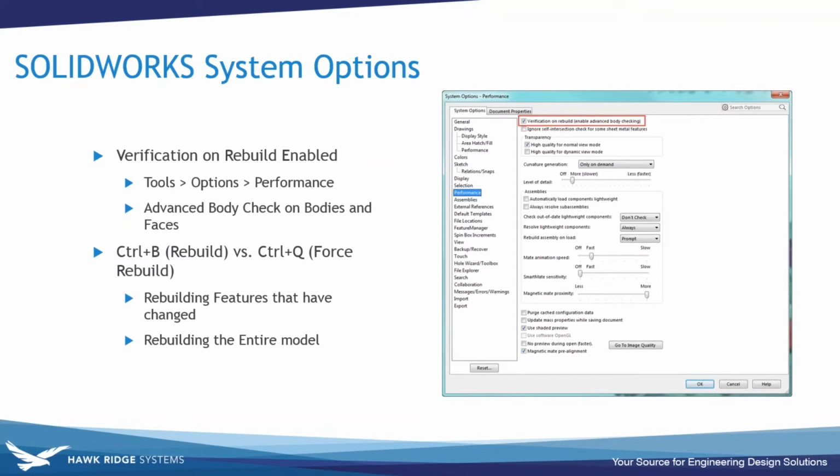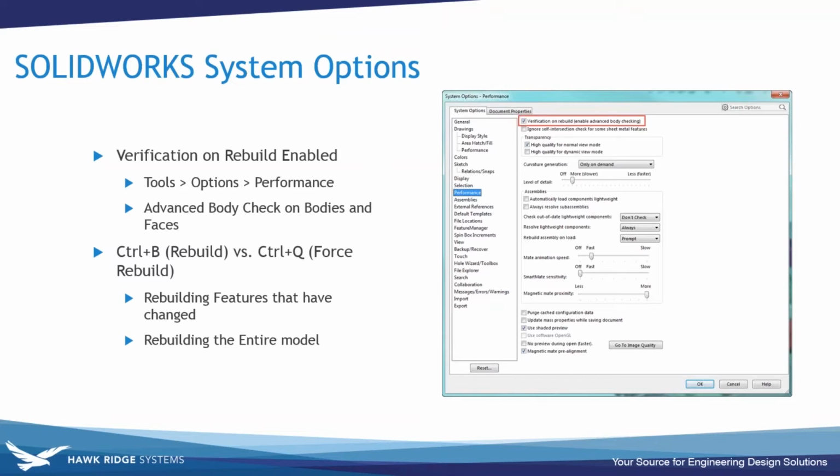Why? Well, let's contrast that with just a regular rebuild. Before we get into that, what verification on rebuild does is run an advanced body check on the bodies and faces of your parts in an assembly. So it's checking the quality of every component of the assembly, and the way you activate that check is by hitting Control Q on your keyboard, which does what's called a forced rebuild.